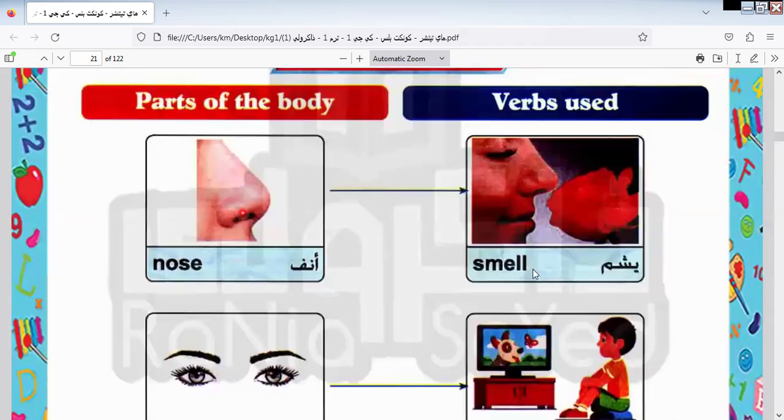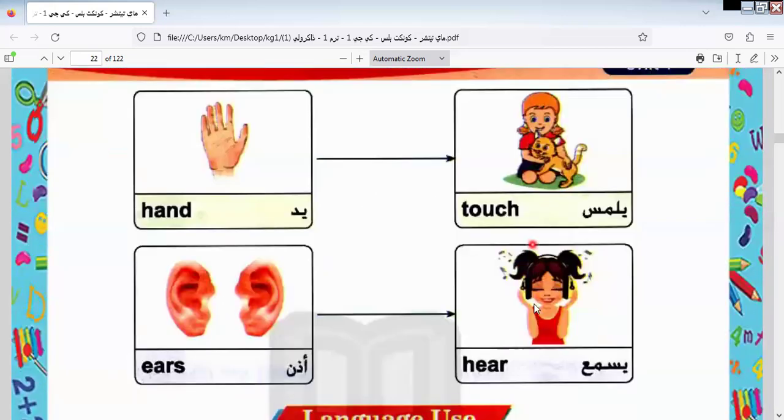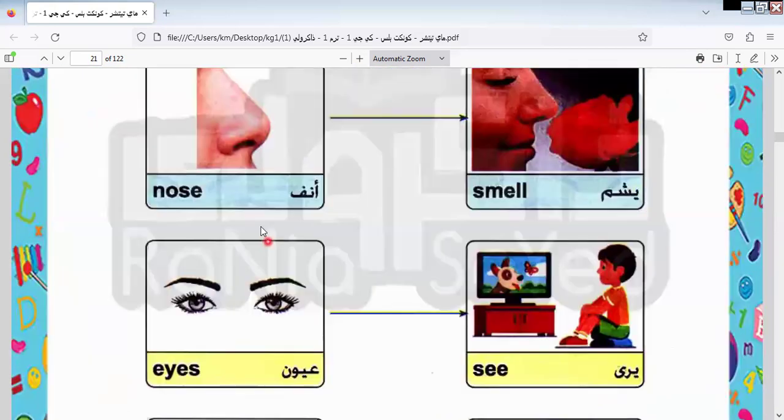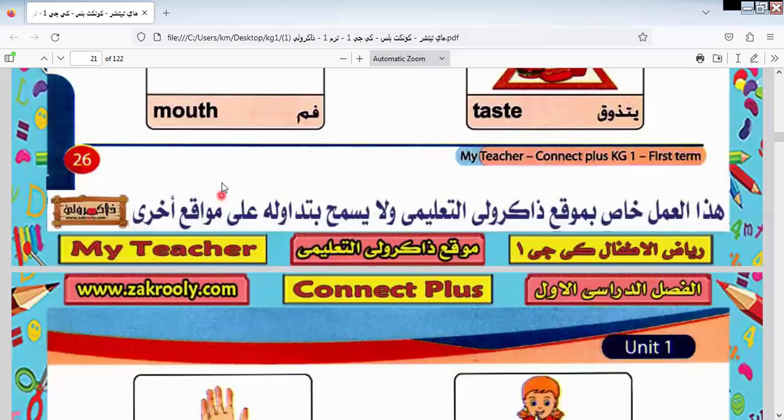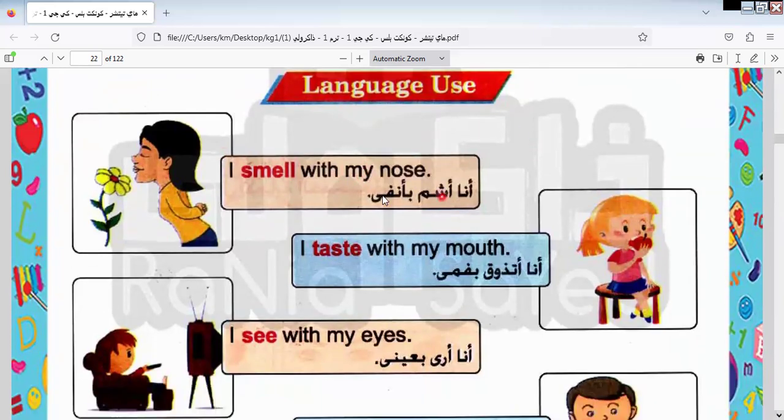Let's note here we have smell, see, taste, touch, and hear. The parts of the body we use are nose, eyes, mouth, hand, and ear. So here we have a sentence that we use to describe these senses.